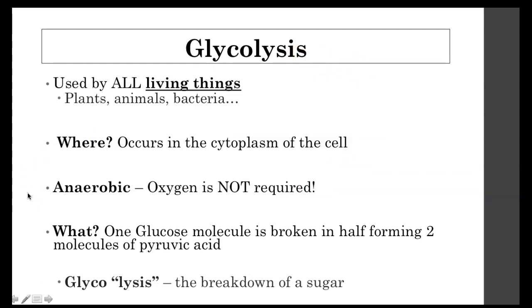What actually is going on during glycolysis? This is a nice overview of what happens during glycolysis. One glucose molecule, which comes from the food we eat and photosynthesis, is broken down into two molecules of pyruvic acid or pyruvate. We'll go into that process more in the next couple of slides. And again, if you break the word down, glycolysis means the breaking down of a sugar.